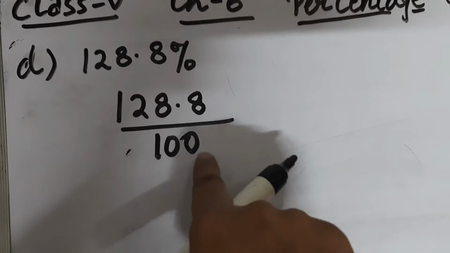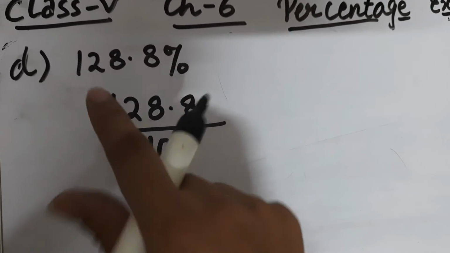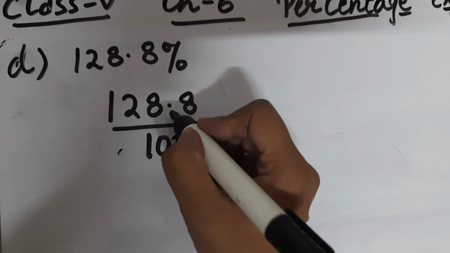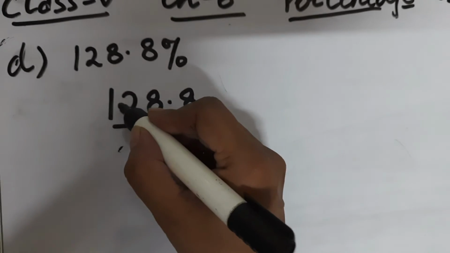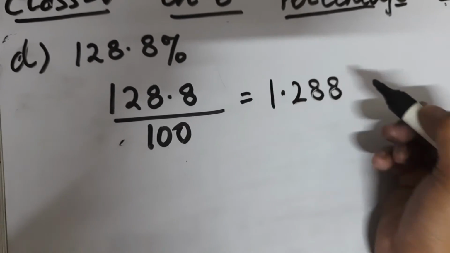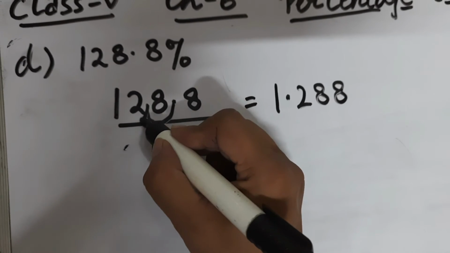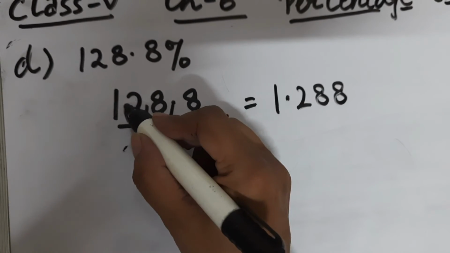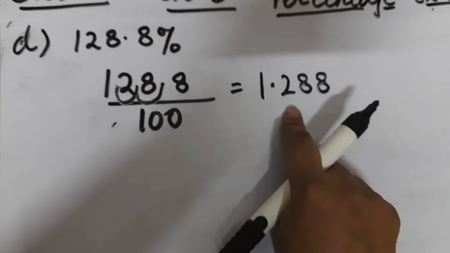See what we do, there are two zeros in the denominator, so shift the decimal point 2 places to the left. Here is the decimal point, we will shift 2 places to the left. First place is this and second place is this. So what will be the answer? It will be 1.288. The decimal point was here. If we shift 2 places to the left, first place, second place, the decimal will come here, so it will be 1.288.